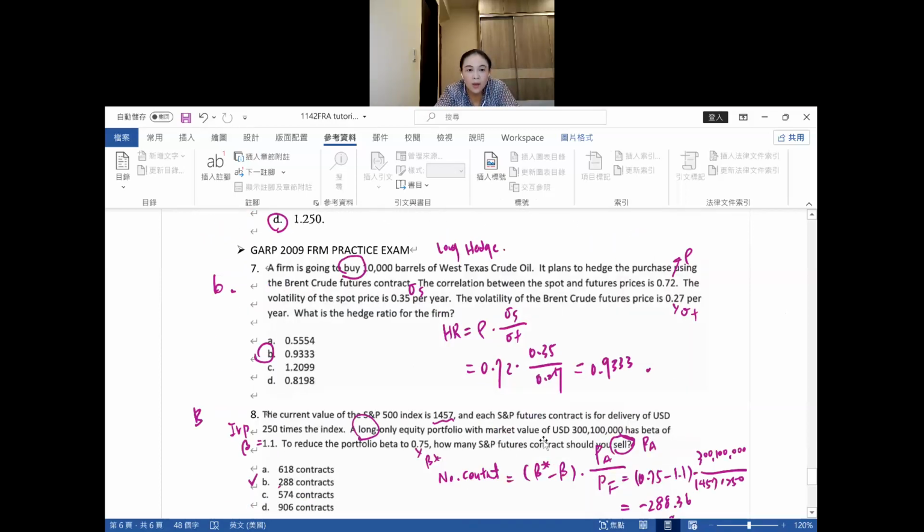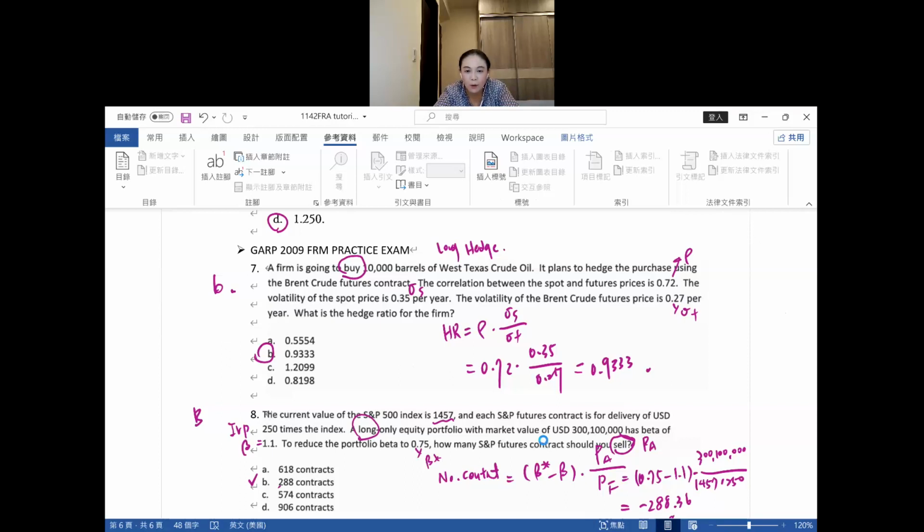All right, the following is another question to compute the HR. A company is going to buy 10,000 barrels of West Texas crude oil. It plans to hedge the purchase. So remember, you're going to long hedge using the Brent crude oil contracts. The correlation between the spot and the futures is 0.72. That's the rho. Volatility for spot is 0.35. That's sigma S.